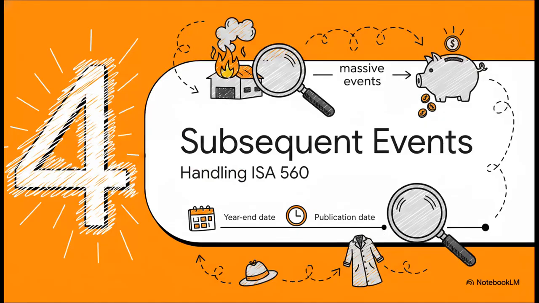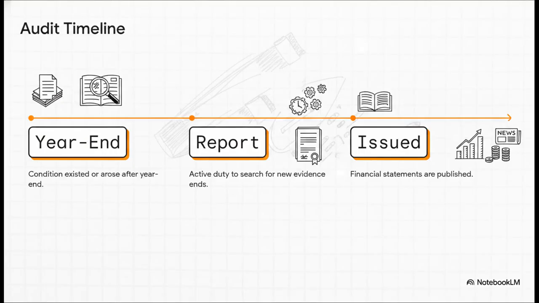Moving into Section 4, handling subsequent events. We are now entering the completion phase of the audit with ISA 560. Here, we're basically acting as time-traveling detectives to figure out exactly how to handle massive events. Think a warehouse fire or a major customer going bankrupt that happen after the year-end date but before the financial statements are published. The timeline here is critical to understand.